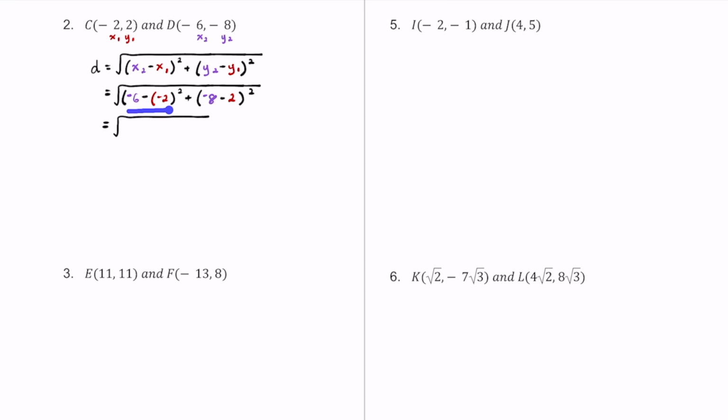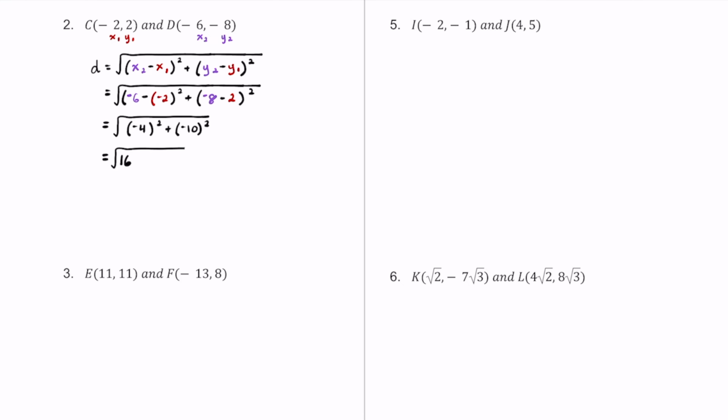Now, -6 minus -2 is going to equal -4. So let's write the quantity of -4 squared. And then if we take this -8 and take away 2, that's going to equal -10. So we're going to add this -10 that's being squared. All right, now -4 squared is equal to 16. So we can go ahead and write that.